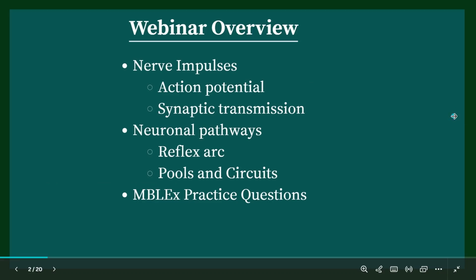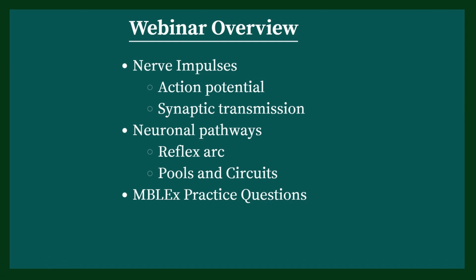All this week I've been talking about the nervous system. Tomorrow we're going to be talking about the cranial and spinal nerves and the nerve plexi and why those are important. But today it's all about those nerve impulses and how they work. So we're going to talk about the action potential. We're going to be talking about synaptic transmission. We're going to be talking about reflex arcs and neuronal pools and circuits. And then at the very end, we're going to be going over MBLEx practice questions.